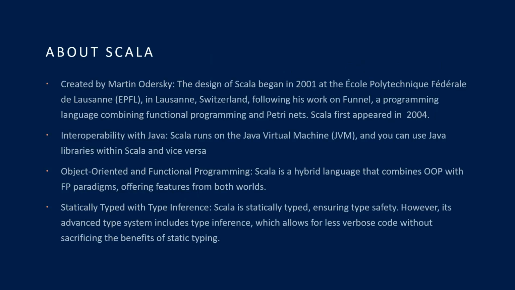So, what can we say about Scala to start with? It was created by Martin Odersky. Design of it began in 2001 at the EPFL, and it was a follow-on from his work on Funnel, a programming language that combined functional programming and something called Petri nets, which I need to look into a bit deeper, I think. And as a result, Scala first appeared in 2004.